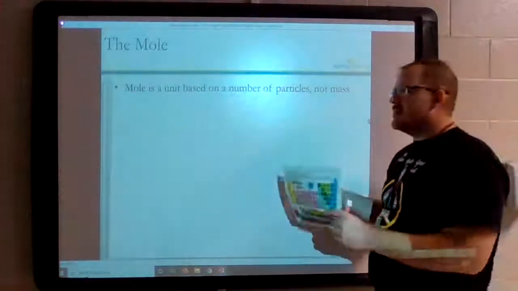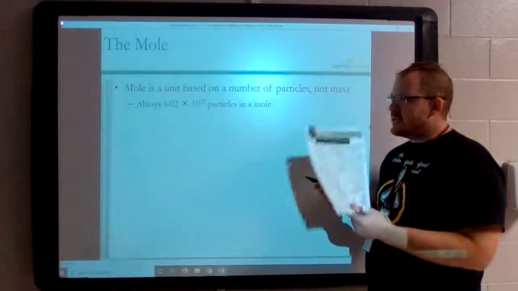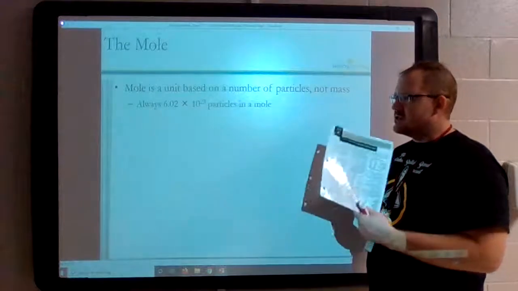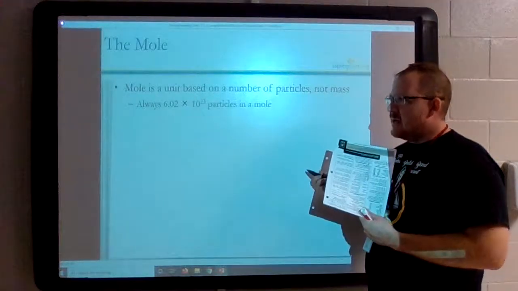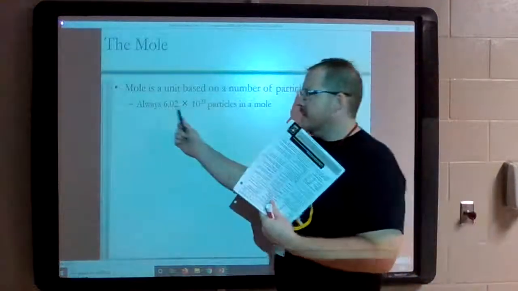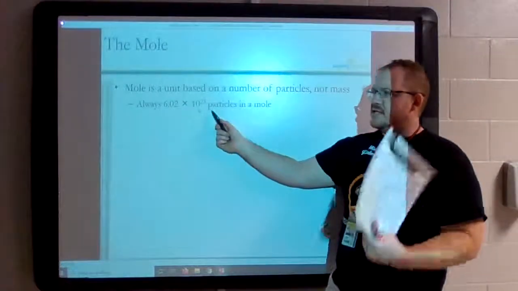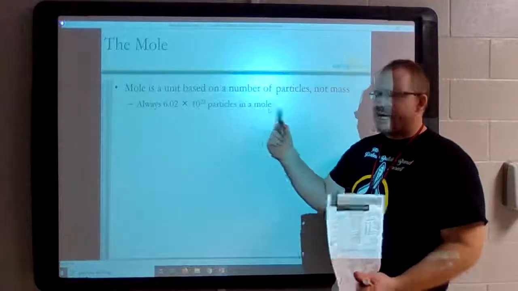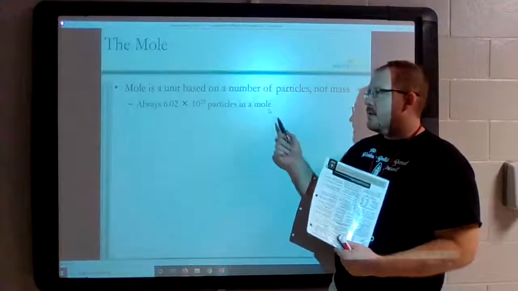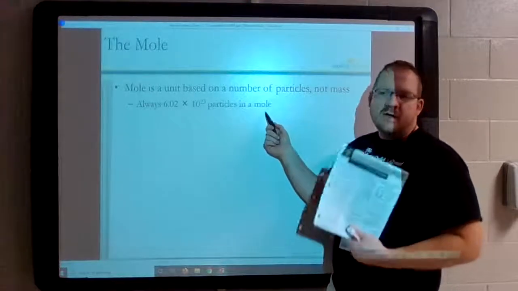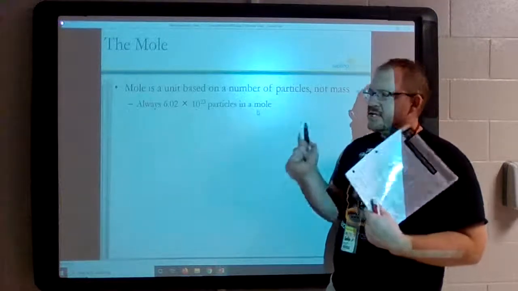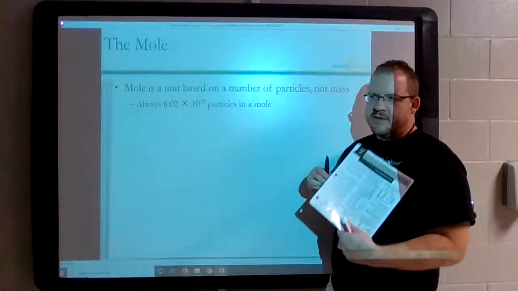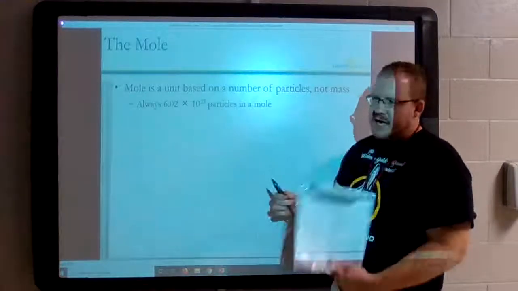And so remember that the mole is not a unit of weight. It's a number. It's just a count of how many things you have. So there are always 6.022 times 10 to the 23rd power particles in a mole. It doesn't matter what you're counting. If you have a mole of anything, there are 6.022 times 10 to the 23rd of those things inside that mole.